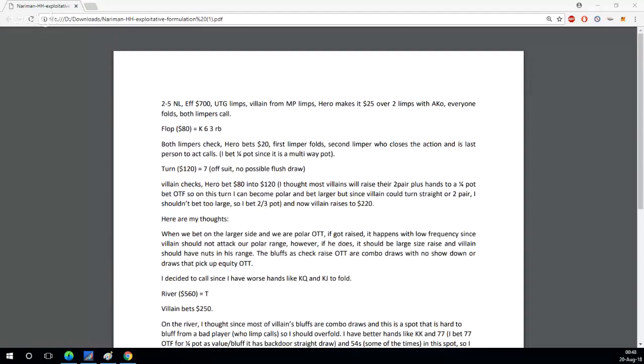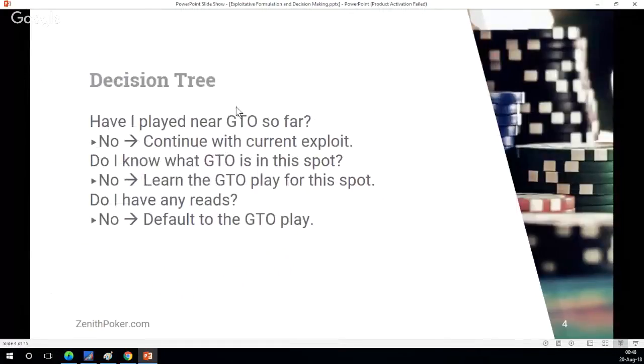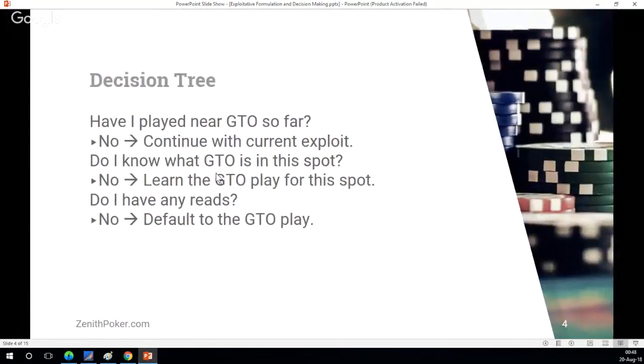Okay, so using the decision tree, we can think about which parts of which decision. There are multiple decisions here which we can look at. So let's just think about the river decision. All right. Did you play GTO getting to the river? Yes. I have no reads. Okay, so you played GTO getting to the river. Do you know what GTO is in that spot?